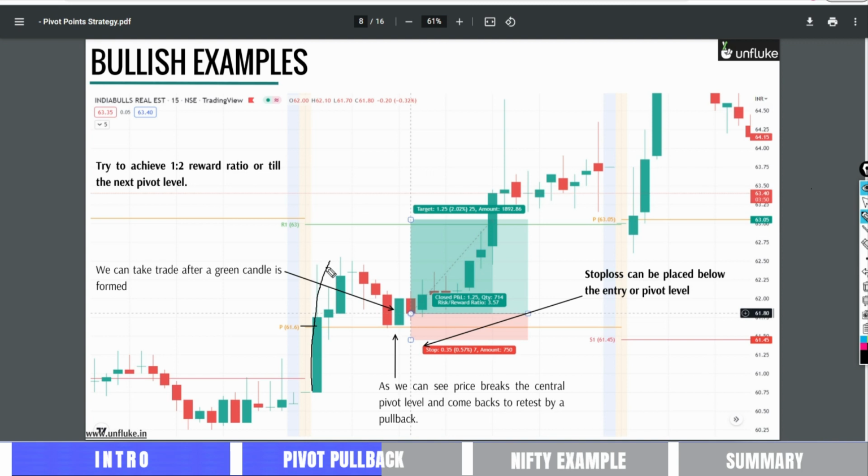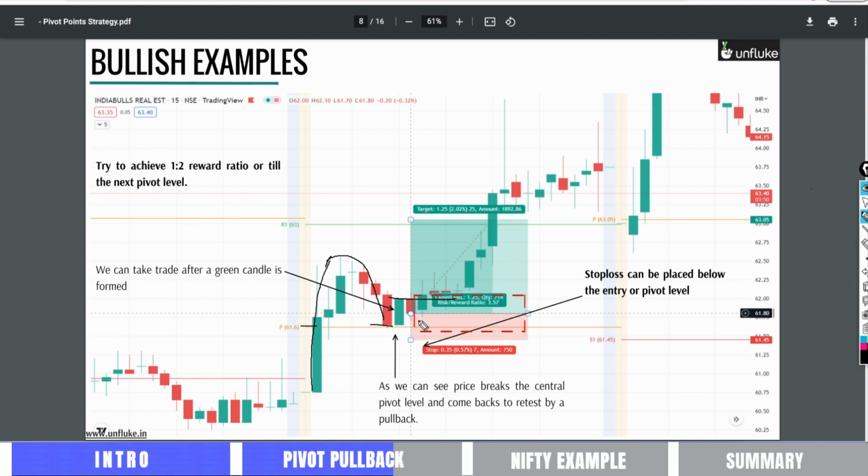Now I'm waiting for the stock to take a pullback. So you can see India Bull Real Estate on a 15 minutes time frame, it has taken the pullback. It again comes to the same point where it is taking the support. So now I'm waiting for the entry. I can take an entry once one of the candle breaks, the high breaks.